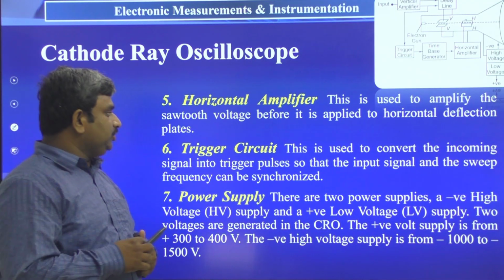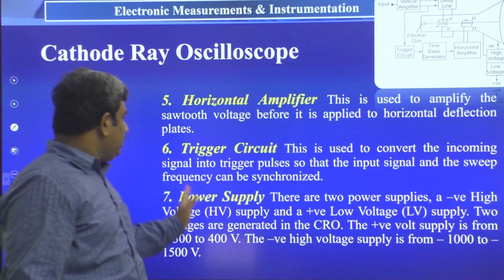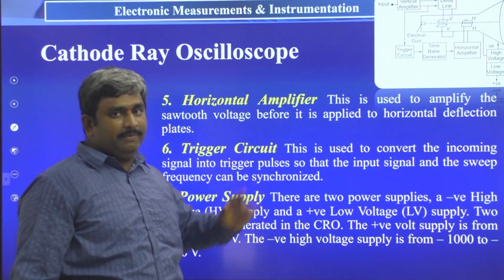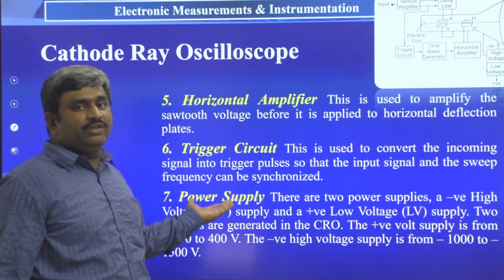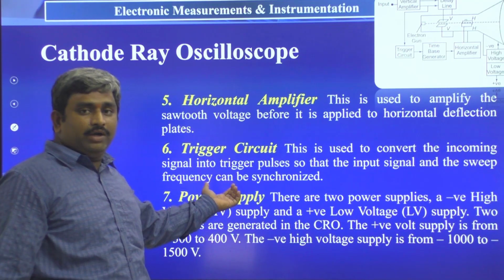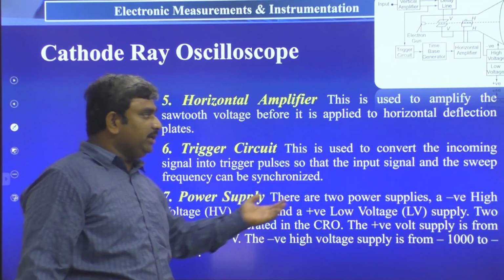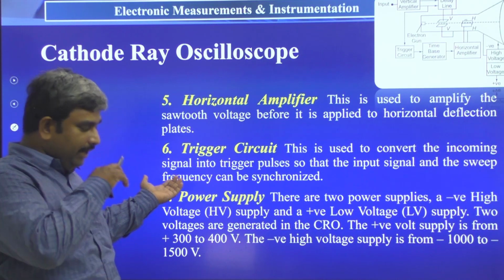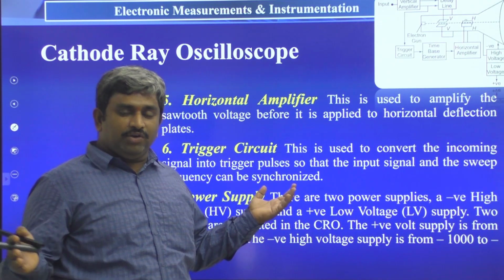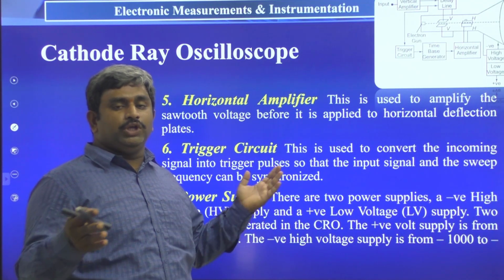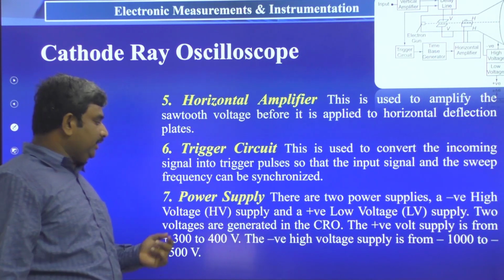So the triggering circuit we generally use for converting the incoming signal into triggering pulses. Whatever signal input we are taking, after taking the input signal, it converts it into triggering pulses so that the input signal and sweep frequency can be synchronized. The input signal and the sweep frequency both should synchronize. For the synchronization purpose, we are using the triggering circuit.